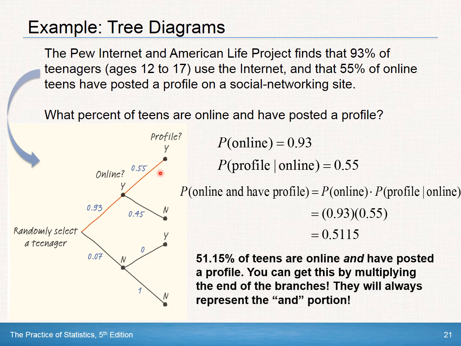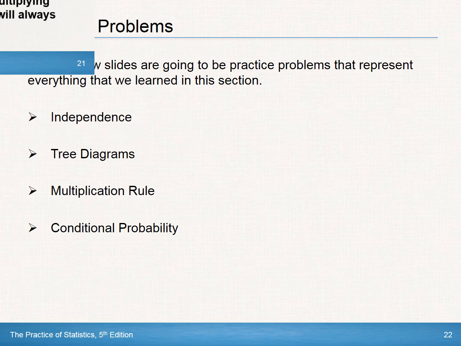So 51.15% of teens are online and have posted a profile. We can get this by multiplying the ends of the branches. This will always represent the and portion. So the ends of the branches are always going to be your and portion.